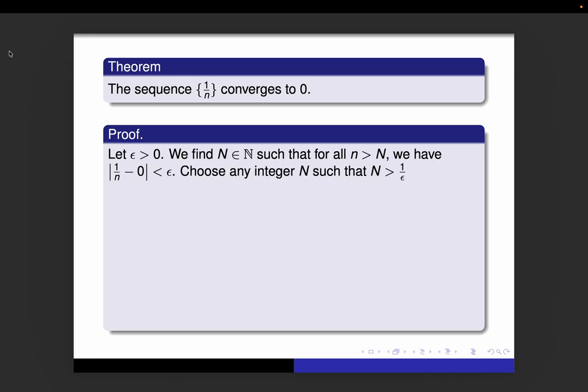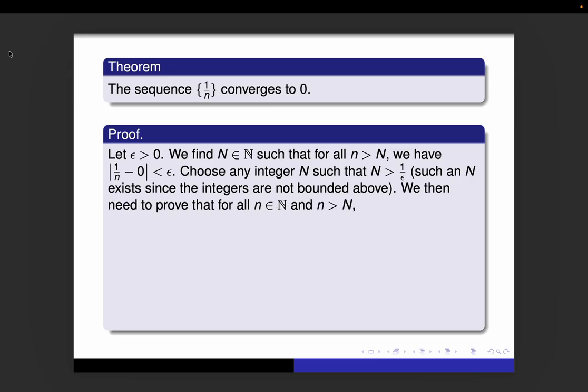So we're going to choose any integer big N such that big N is greater than 1 over epsilon. And we should make a little note that such an N will exist no matter what epsilon is, since the integers are not bounded above. So even if epsilon's tiny and 1 over epsilon's massive, no matter how big it is, it can't get so big that there isn't a natural number that's bigger than 1 over epsilon. So then we need to prove that for all little n in the natural numbers and little n bigger than big N, we have the absolute value of 1 over n minus 0 less than epsilon.